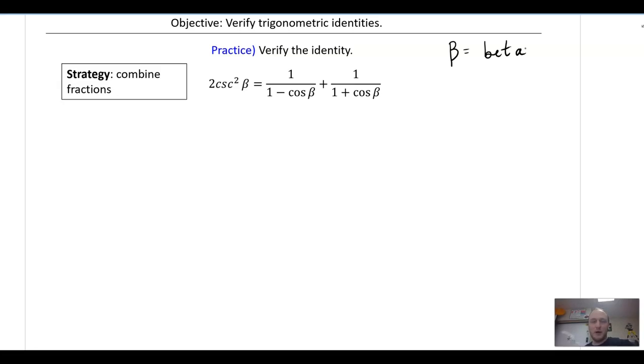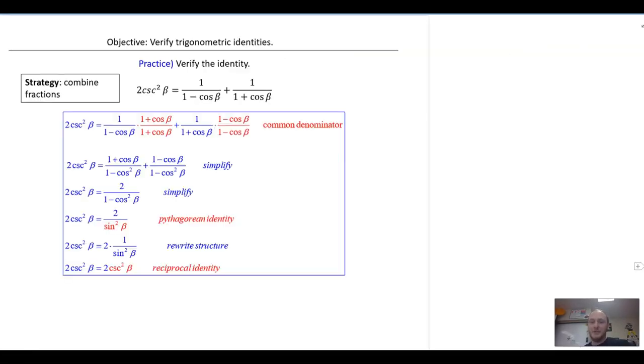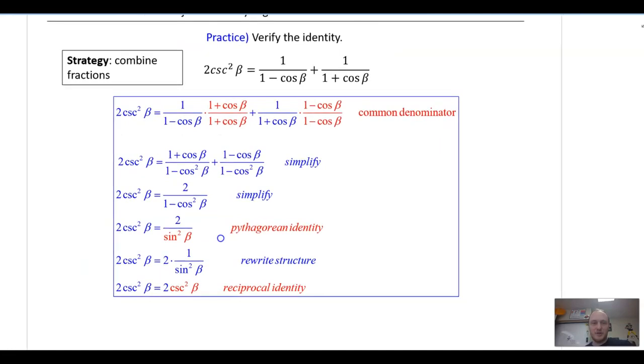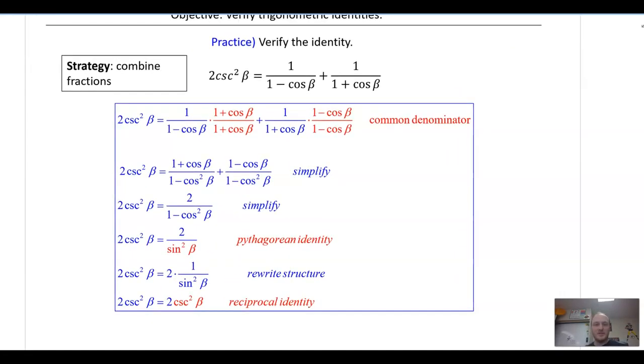All right, hopefully you tried this. I hope you multiplied by the conjugates. And it's a really very similar structure. So here is the solution.